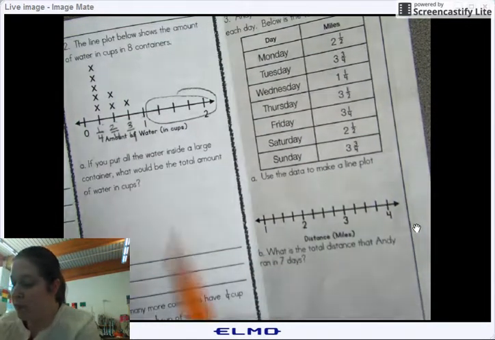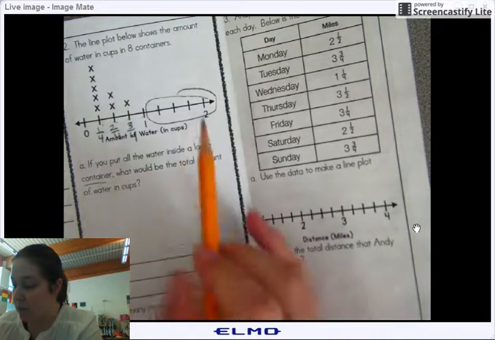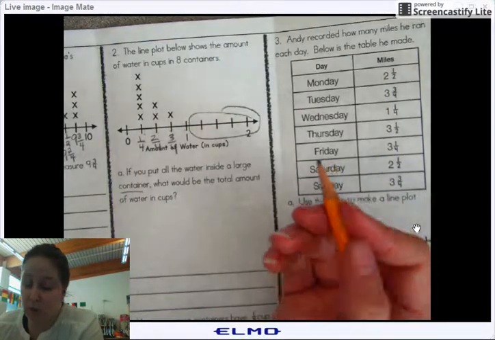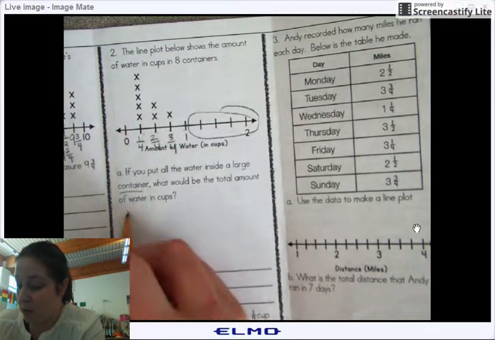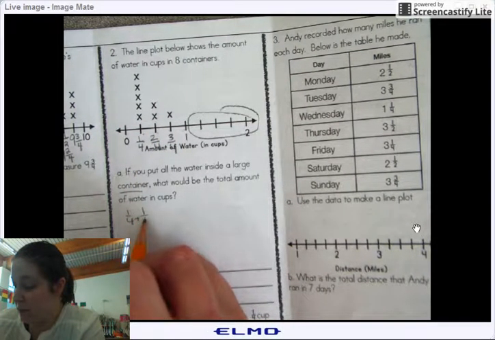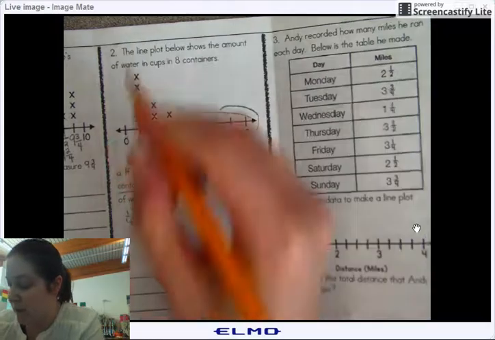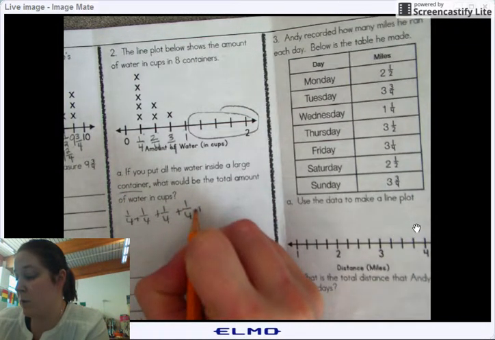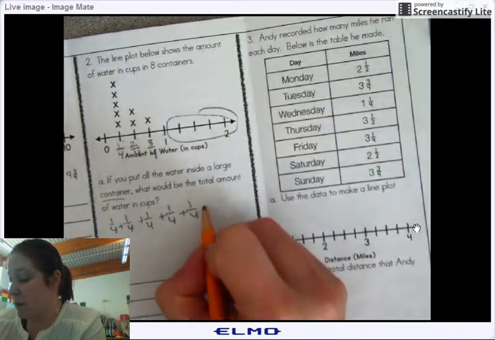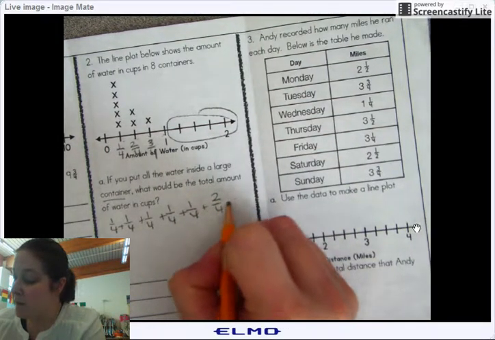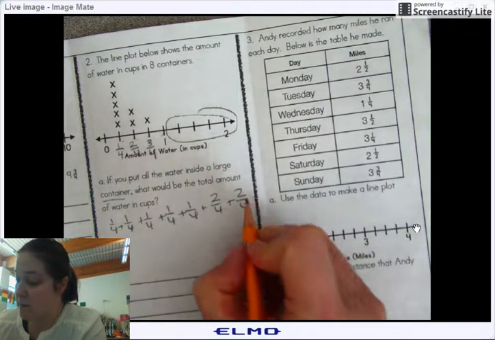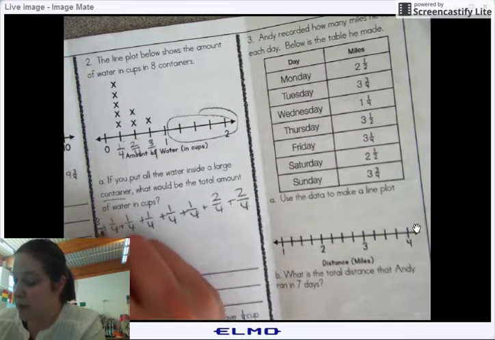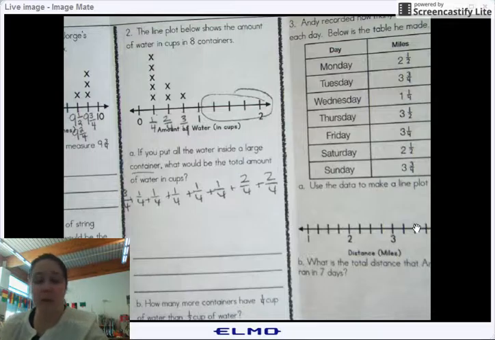And if you put all of the water inside a large container, what would be the total amount of water in the cups? So basically what you're going to do is 1/4 plus 1/4, and there's 1, 2, 3, 4, there's 5 of them, plus 1/4, plus 1/4, plus 1/4, plus 2/4, plus 2/4, and then plus, over here, 3/4.